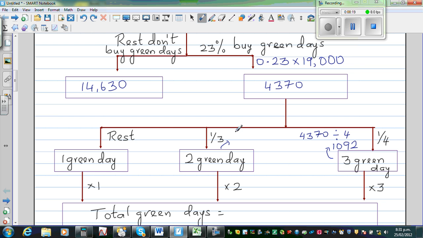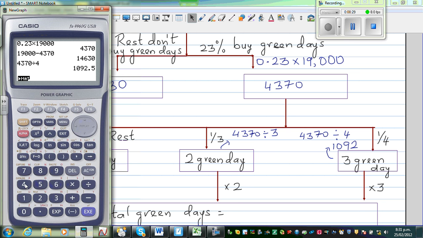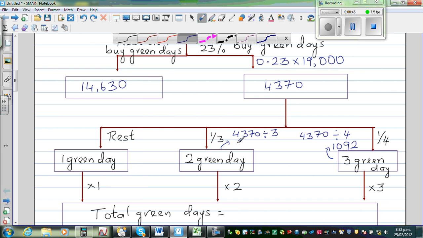One third bought 2 green days. The same thing: 4,370 divided by 3, that is a third of it. Again, I'm going to round it; I'm not going to consider the 0.66, which is two thirds. So 1,456 people bought 2 green days, and the rest bought 1 green day.